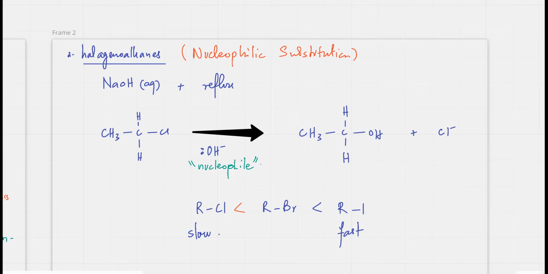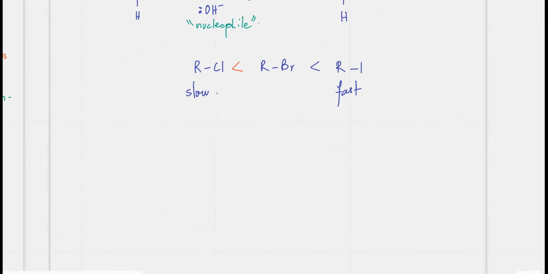Now, just one more thing. I'm going to add to the previous things that you studied. What you've studied is primary halogenoalkanes. That was an SN2 mechanism. We'll discuss that in the next class. You must know what a primary halogenoalkane is: it's got a CH3, just one carbon chain, that's it.